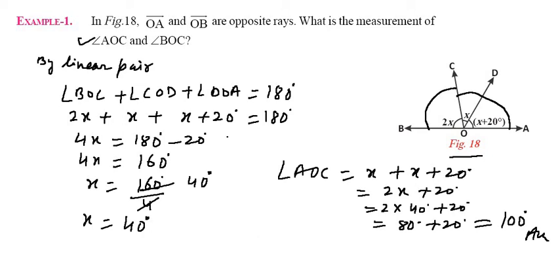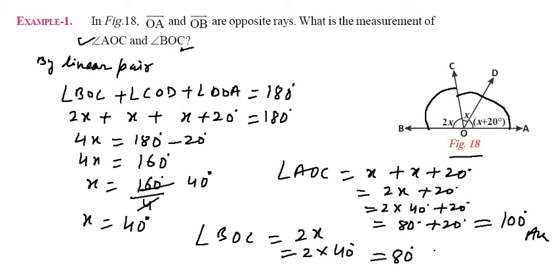Now let us see the angle of BOC. As you know, angle of BOC will be 2x. So you can write 2 into 40. So it will be 80 degrees. So that one is the second answer.